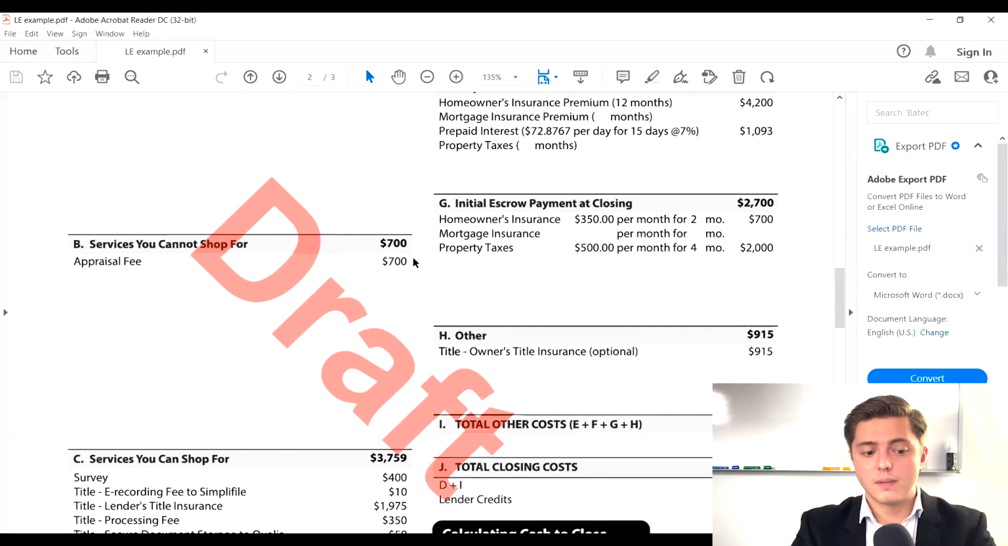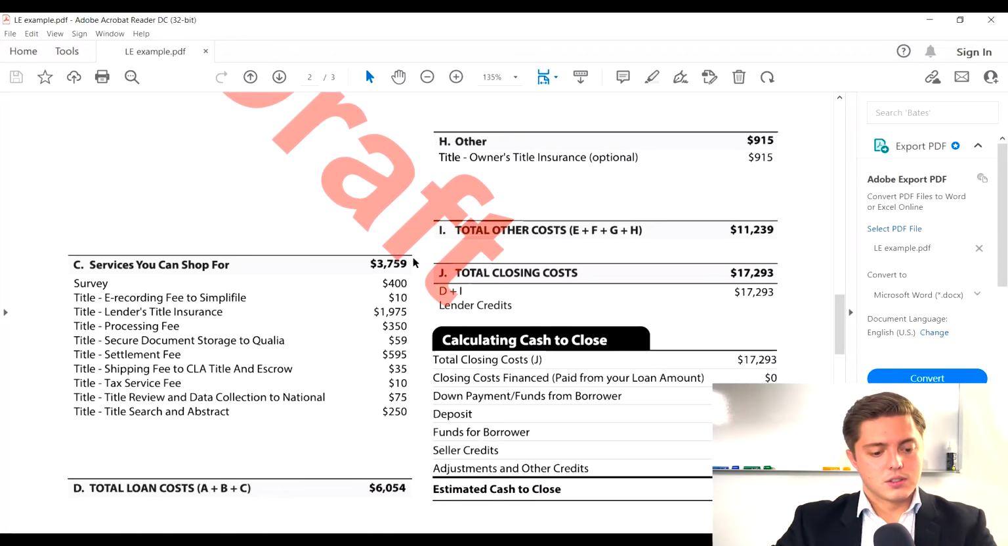So Section B, services you cannot shop for. So you see the appraisal fee is listed here. You can't shop for your appraisal. You can get one on your own separately. But if your loan requires you to get an appraisal, then you have to go through the lender for that appraisal.